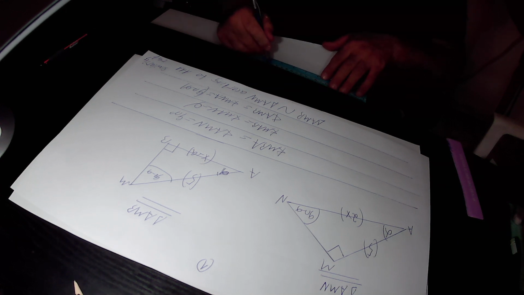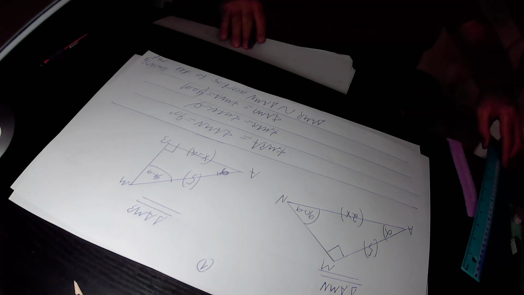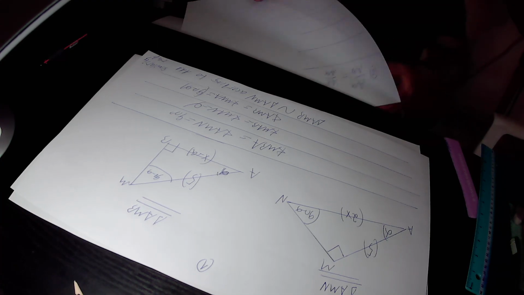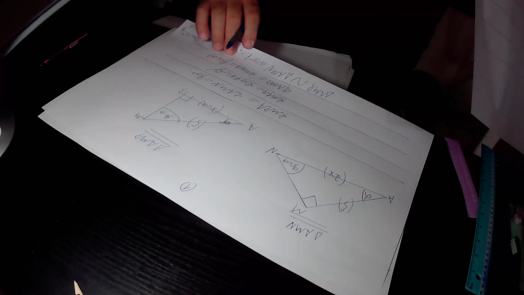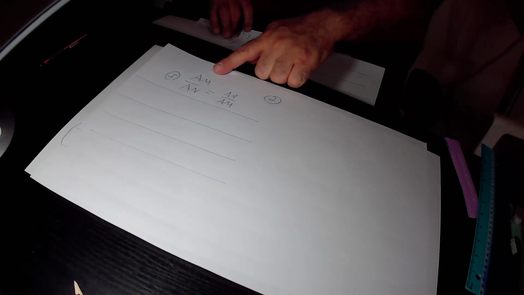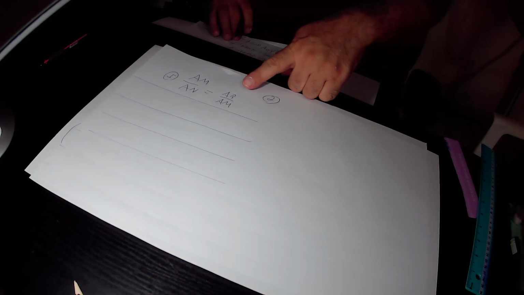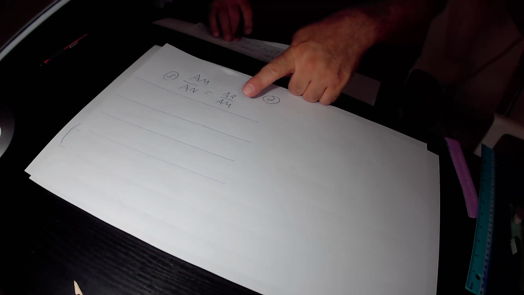Repeat again. From the fact that those two right triangles are similar to each other, we derive that side AM in the right triangle AMB over side AN in the right triangle AMN equals side AB in the right triangle AMB over side AM in the right triangle AMN.